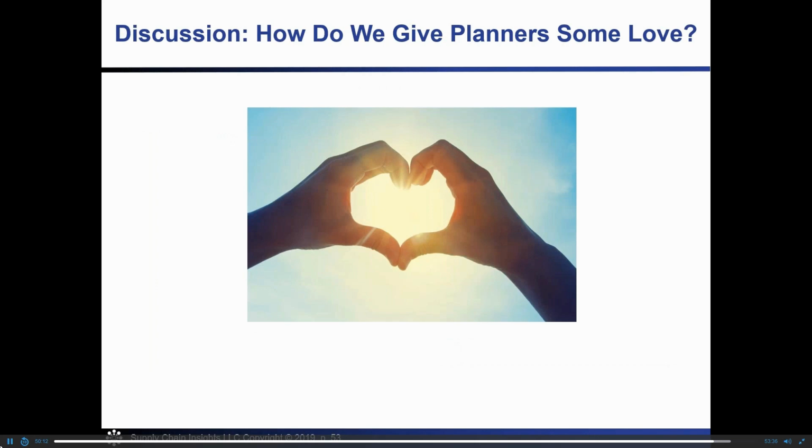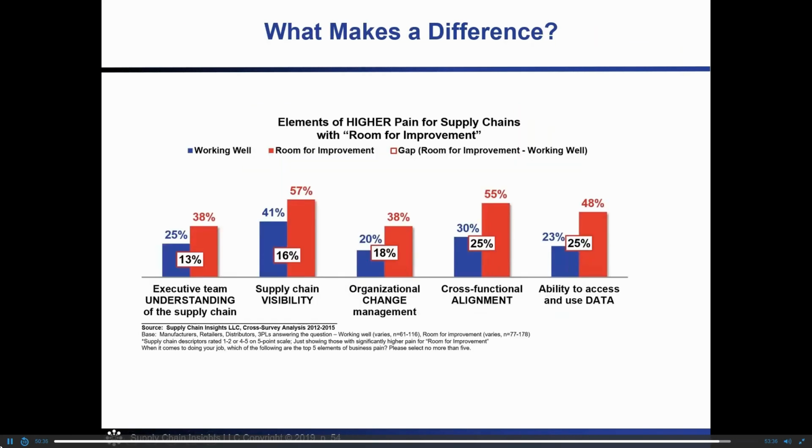I wrote an article recently on Valentine's Day of have you given your demand planner some love today? They're the most dissatisfied employees in supply chain. Most supply chain demand leaders do not feel that they're well understood in very supply-centric organizations, and they really need love. It makes a difference when they have an executive team that understands demand, they have visibility of the demand signal, and cross-functional alignment and the ability to use data.